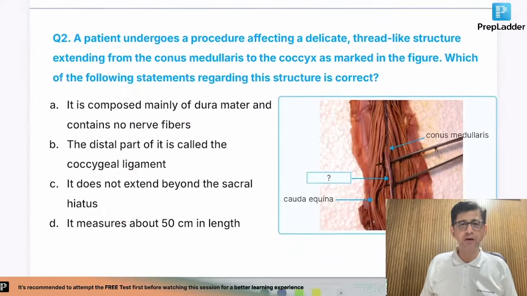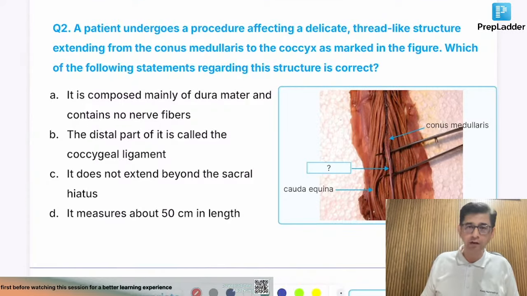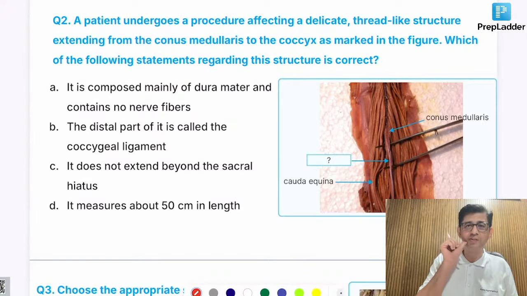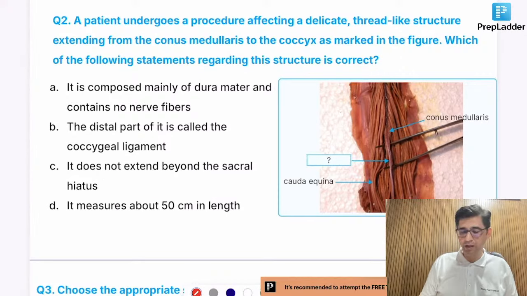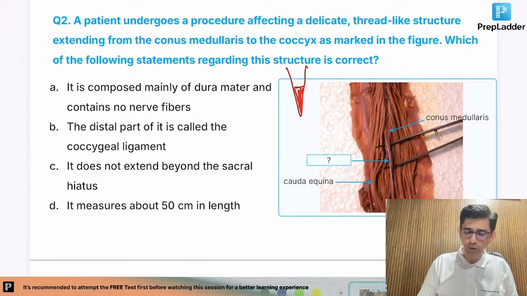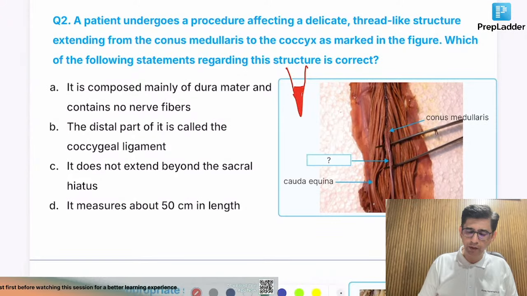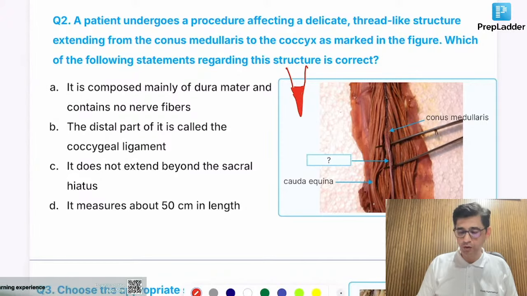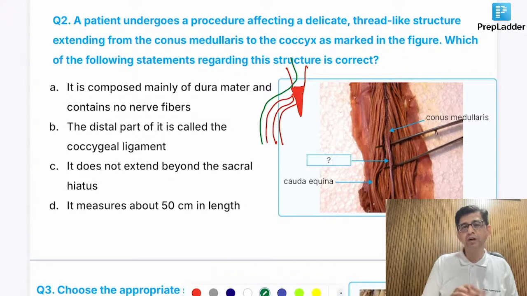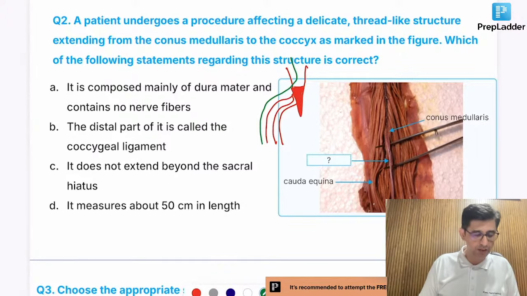This is regarding the spinal cord. I have tried to give a bit of description, which might actually be missing in the question. The patient has undergone a procedure for a thread-like structure extending from the conus medullaris to the coccyx, as marked here. If this is the conus medullaris, in medicine I spoke about conus medullaris syndrome and cauda equina syndrome, but today's objective is to go beyond that. These nerve roots coming out are the cauda equina. The nerve roots are L1 to L5, the ones in green, and the red ones are S1 to S5.